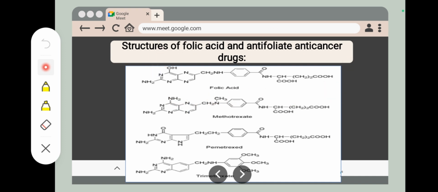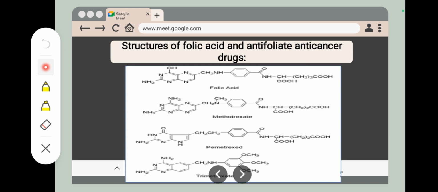Next is methotrexate. Methotrexate is used to treat certain types of cancer or to at least control severe psoriasis or rheumatoid arthritis that has not responded to other treatments. So this is the chemical structure of methotrexate.